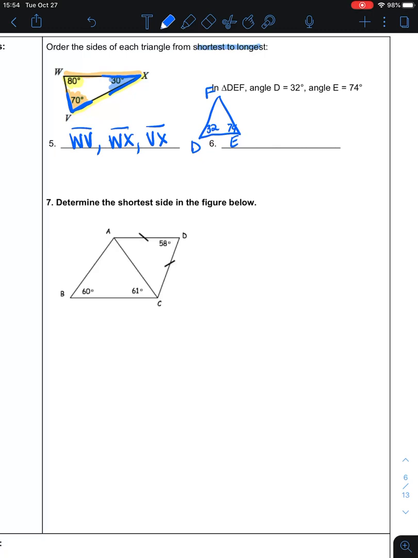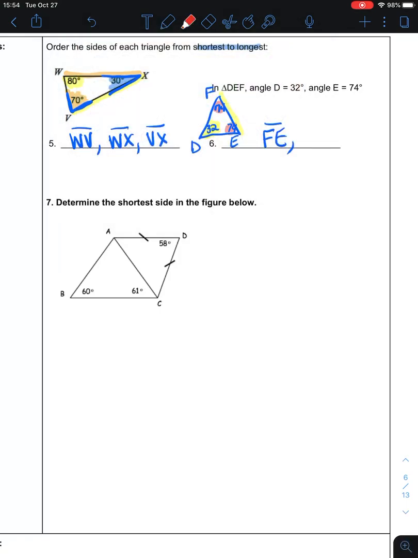So I do need to find out how big angle F is so that I can include it in the process. And so it is also 74. And so what we need to remember about that triangle that we had back at the beginning: when the two angles were the same, we had two side lengths that were the same. So if I want to go shortest to longest, then my smallest angle is 32, which means that FE, my smallest angle is at D, so FE is my shortest length of sides.